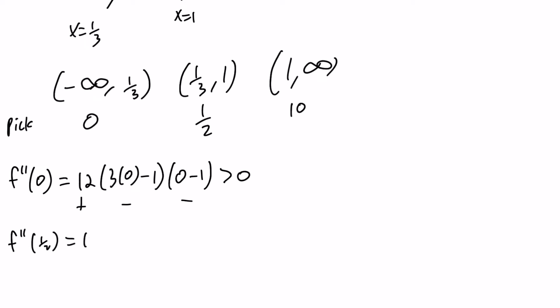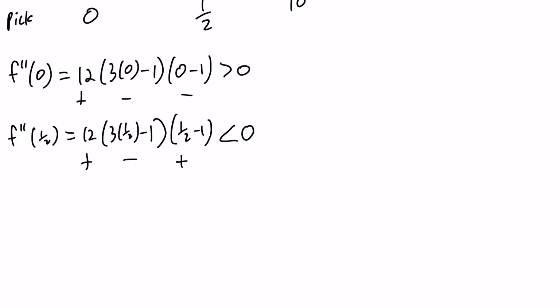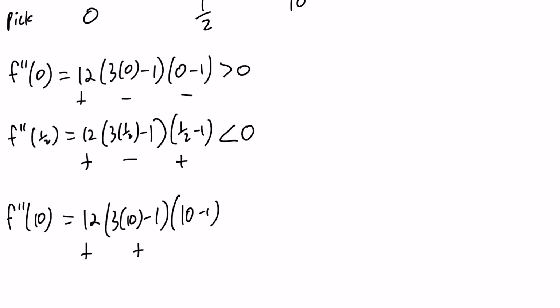F double prime of 1/2 is 12 times 3 times 1/2 minus 1 times 1/2 minus 1. 12 is, of course, positive. 3/2 minus 1 is positive, because you'll get positive 1/2. This is negative. You'll get negative 1/2. So we have positive minus positive. So that means this whole thing will multiply out to be negative. Then f double prime of 10 is 12 times 3 times 10 minus 1 times 10 minus 1. Each of these is positive. So that's going to work out to be positive.